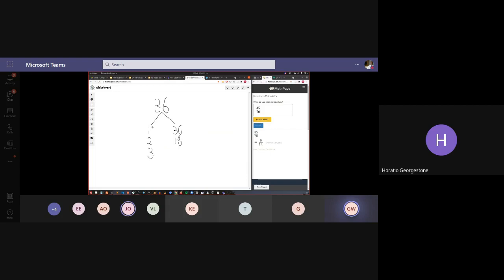It does. And there is actually a trick. If you add up the digits of any number, if they add up to a multiple of 3, then the number itself is a multiple of 3. So 3 plus 6 is 9, which is a multiple of 3. So therefore, this number is a multiple of 3. So 36 divided by 3 is 12.